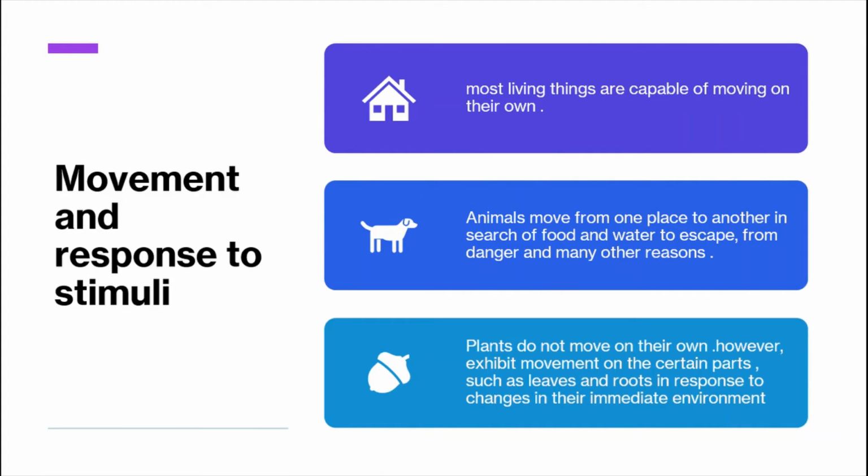Now let's go to our second topic, that is movement and response to stimuli. Most living things are capable of moving on their own. Animals move from one place to another in search of food and water, to escape from danger and many other reasons. Plants do not move on their own, but however exhibit movement of certain parts such as leaves and roots in response to changes in their immediate environment.